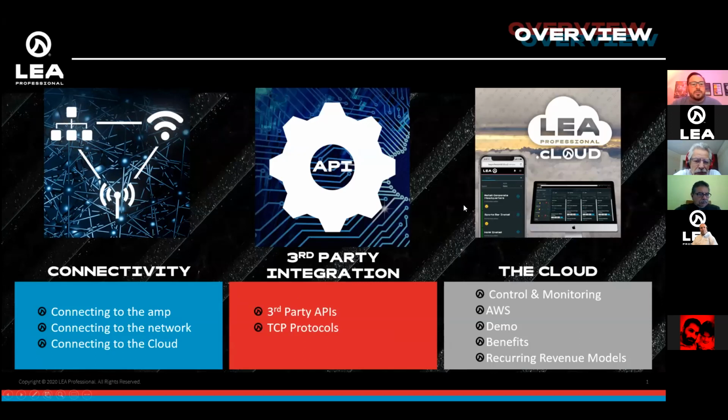So a little bit of an overview. We're going to go through some of the connectivity options for our amplifiers. How do you connect to the amp for the web UI? How do you connect the amp so that it's on an external network? And how do you connect it so that it can gain cloud access? We're also going to talk about third-party integration, and we are going to discuss an open API that we are getting ready to release in our next firmware update. That'll be out in a couple weeks. That's going to be a new TCP protocol that we will have on board the amplifiers.